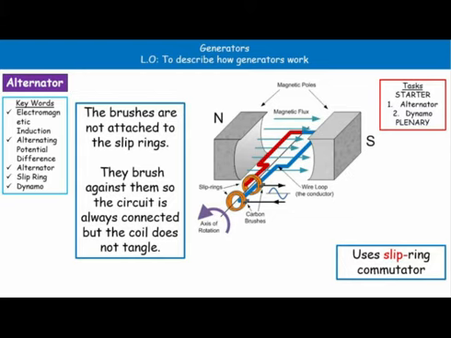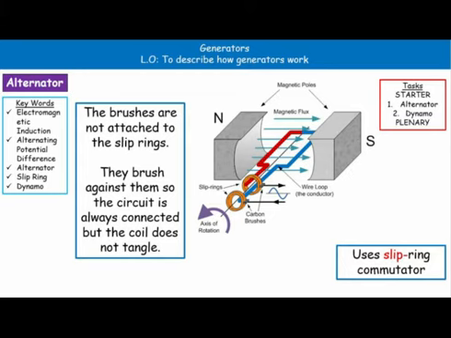Now, you will also notice just to the side of those slip ring commutators are these little carbon brushes. Now, they're not physically attached in terms of being secured onto the slip ring commutators, but they do brush against them. So they're in contact, but they're not physically adhered to them.